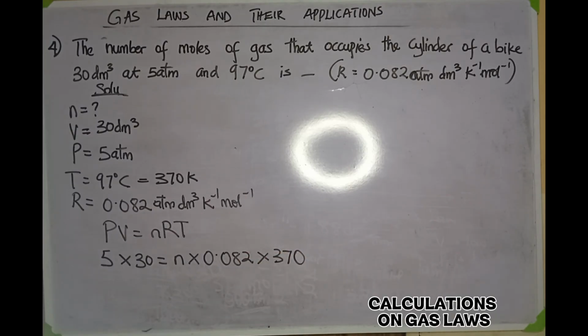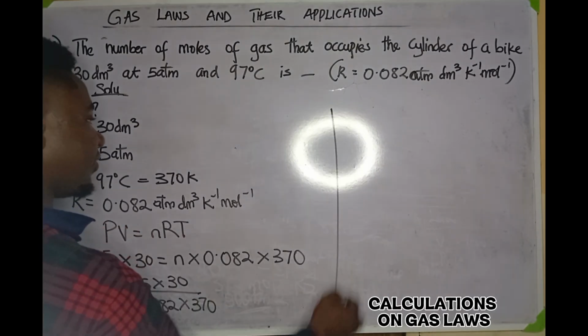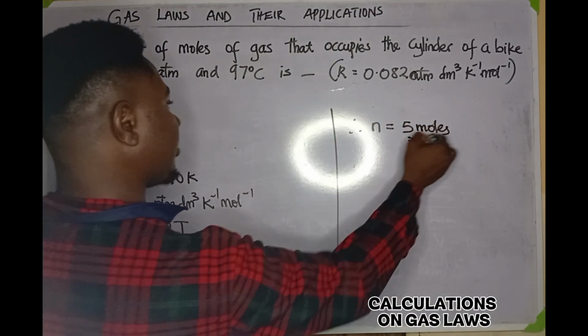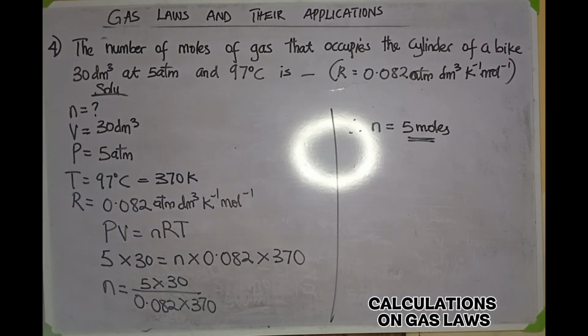Are you seeing how this formula works? So n is simply equal to 5 times 30 all over 0.082 times 370. Use your calculator. So that gives us 4.9 moles, which is approximately 5 moles. Therefore, n is equal to 5 moles approximately. Have you seen how we answer this question?